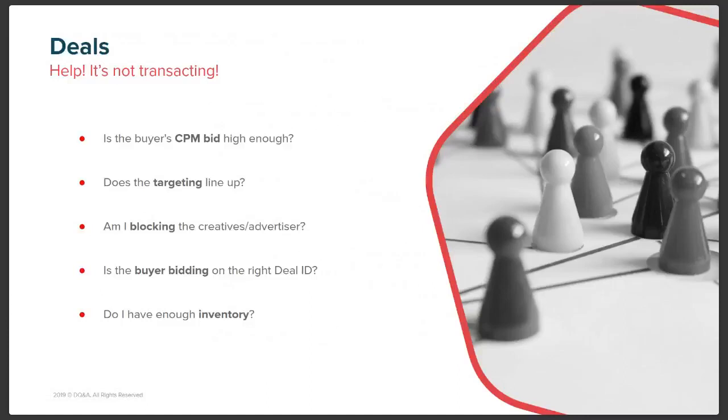And lastly, as a publisher, do I have enough inventory? This is obviously crucial to ad serving. If you want to sell 1 million impressions and you only have 10,000 impressions, you unfortunately won't be able to meet the targets of the campaign, and then the buyer won't be able to buy the impressions because you don't have enough inventory to supply the deal.